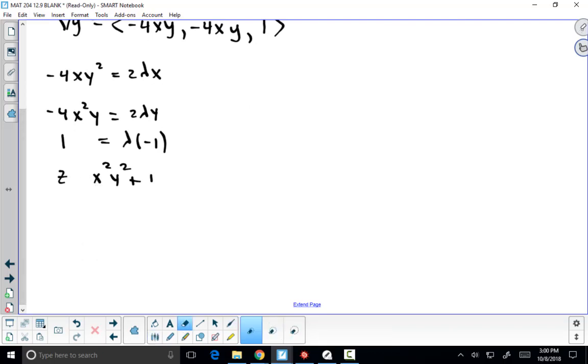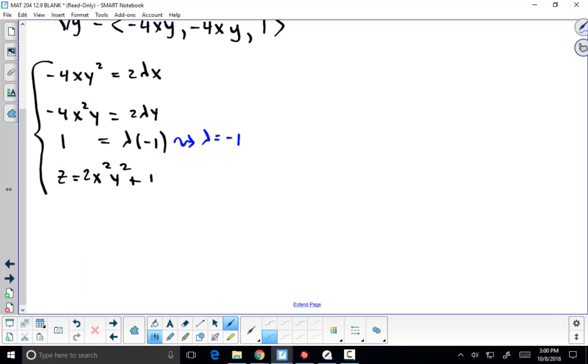I vote third equation. I love the third equation. Okay, so here is one where it looks like solving for lambda makes a lot of sense. So lambda must equal -1. So let's figure out what that means with the other equations. If lambda is -1, this tells us that 4xy squared equals 2x if we multiply both sides by -1. And it tells us that 4x squared y equals 2y. So this is from plugging the lambda into these and then multiplying by -1.